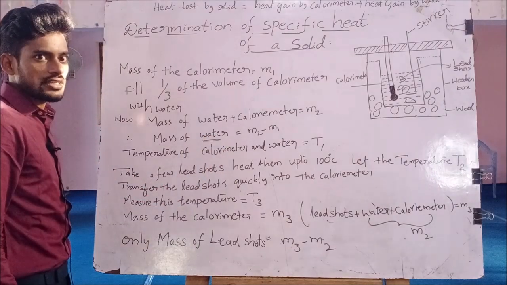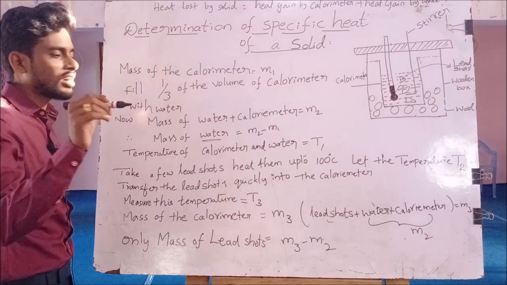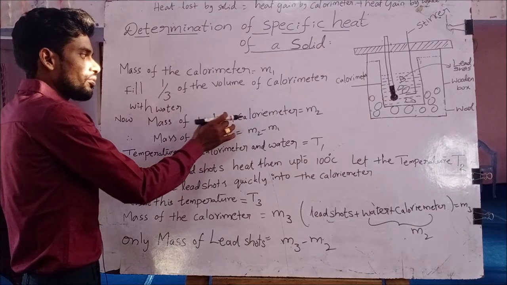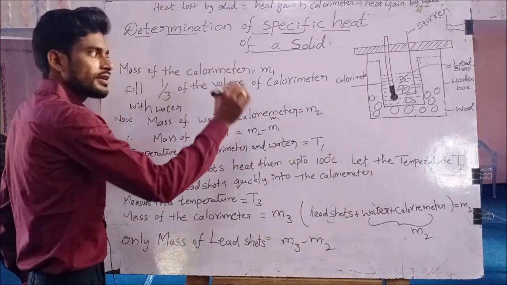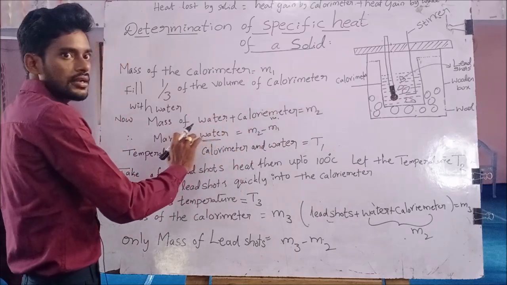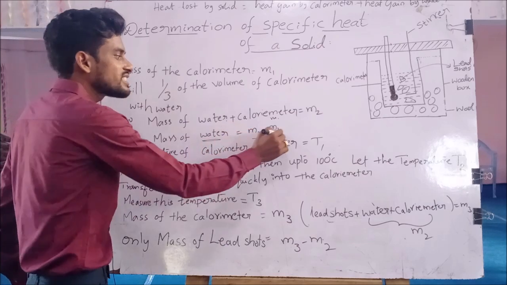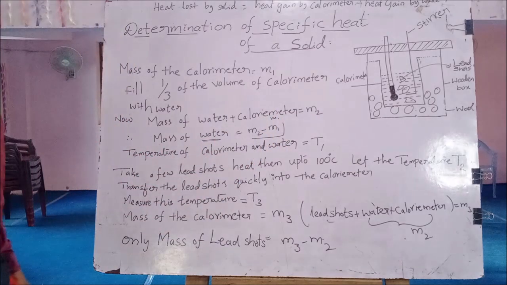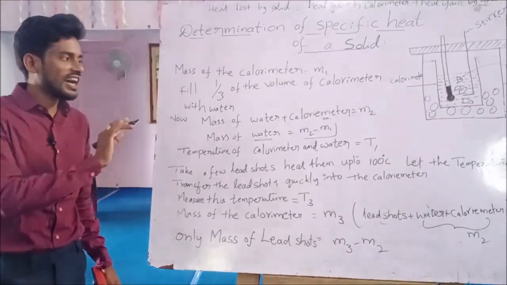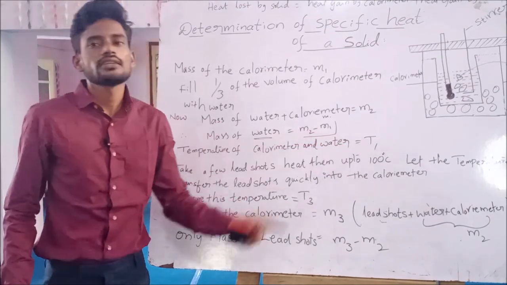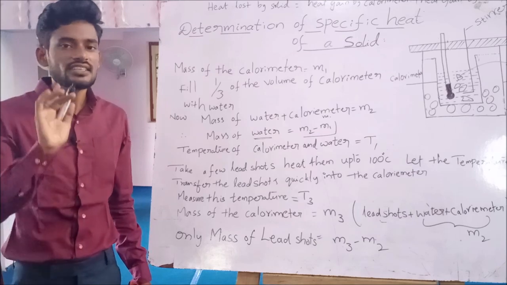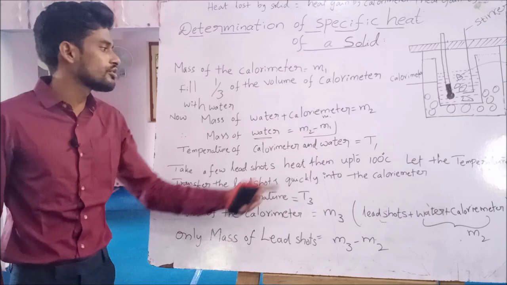Now only the mass of the water. If you want to calculate only the mass of the water, it is m2 minus m1, because calorimeter is m1, and water plus calorimeter equal to m2, therefore the mass of water equal to m2 minus m1. Do remember this. Total materials are at T1 temperature initially, whether it is calorimeter or water. Initial temperature equal to T1.